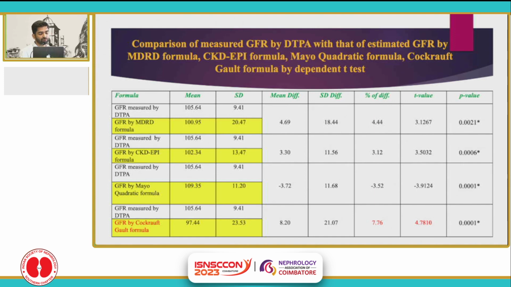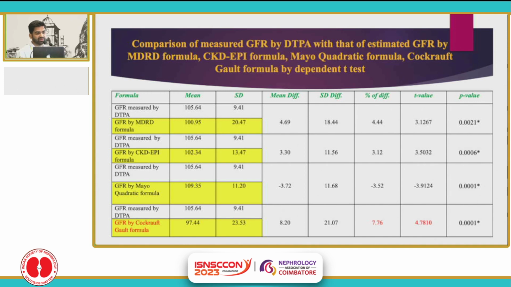Mayo quadratic equation overestimates, where mean GFR was 109 as opposed to measured GFR of 105, and Cockcroft-Gault underestimates with a GFR of 97 as opposed to DTPA measured 105. All are statistically significant, with a p-value of less than 0.05. But the strength of association was more with Cockcroft-Gault, where the t-value was 4.78, the highest amongst these.